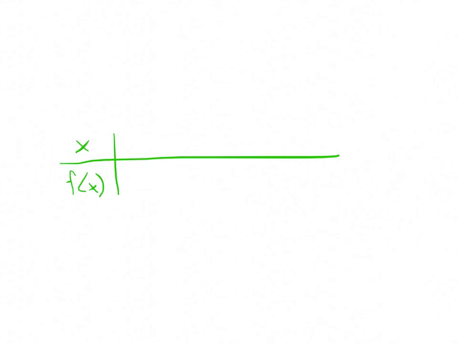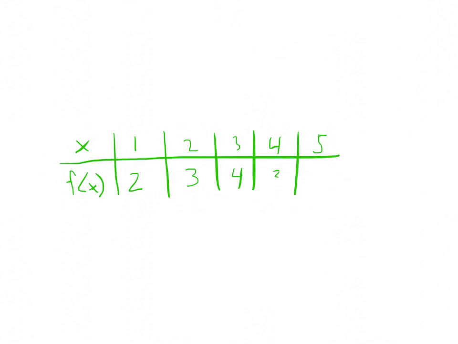So some examples: are the following relations functions? One of the easy ways to do this is to make a little chart of x versus f of x. So let's say I've got 1, 2, 3, 4, 5, and then I've got 2, 3, 4, 3, 2. I could ask the question, is this a function?